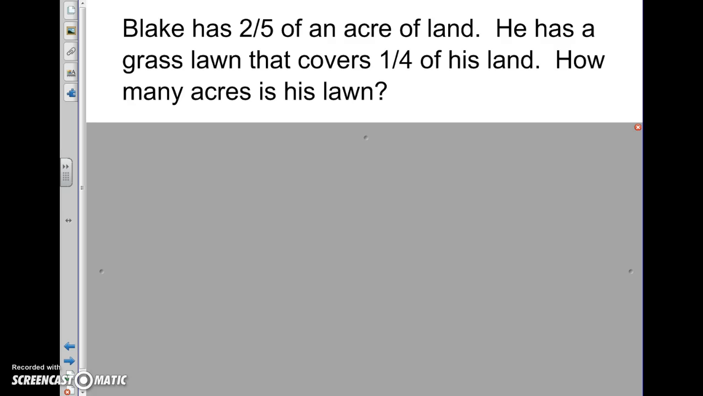Alright, so we're going to look at a word problem today involving fractions. Blake has 2/5 of an acre of land. He has a grass lawn that covers 1/4 of his land. How many acres is his lawn?